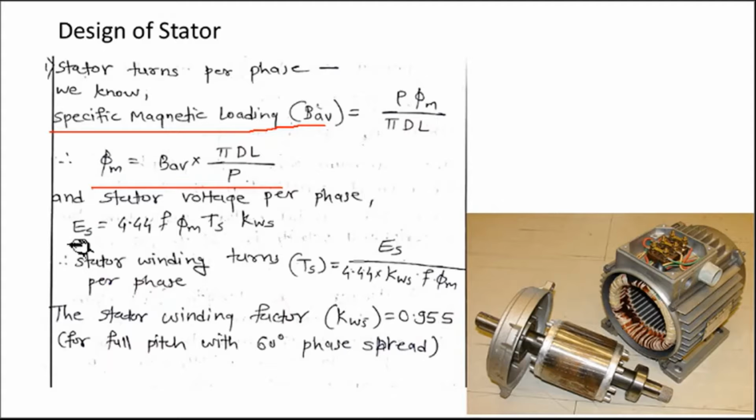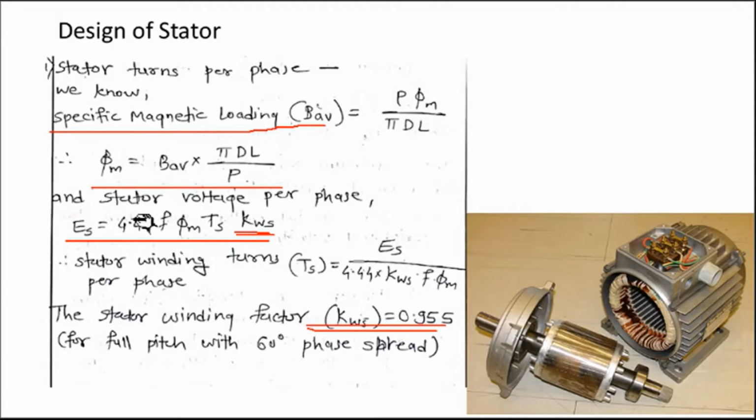Now as you all know, stator voltage per phase is given by 4.44 F phi m. This is stator winding turns per phase. And what is this? This is nothing but your stator winding factor kws, which has a value of 0.955. It may vary between 0.9 to 0.956, so depending on the application, we take the value of stator winding factor.